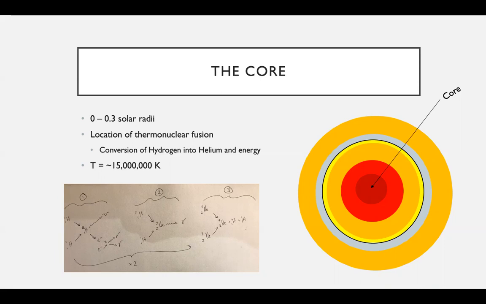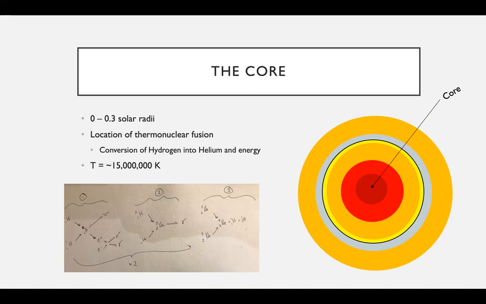The core of the sun extends from 0 to 0.3 solar radii and is the location of thermonuclear fusion, which produces the amount of energy which the sun radiates. This process of thermonuclear fusion, as shown in the diagram below, is the conversion of hydrogen into helium and energy.